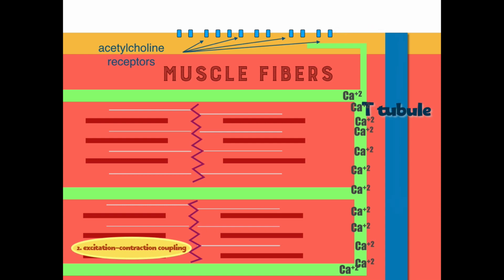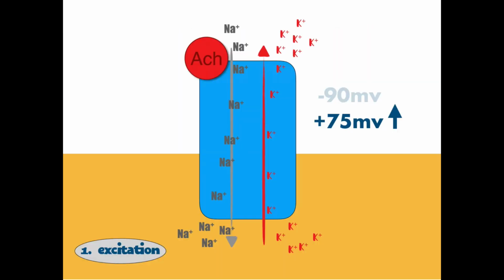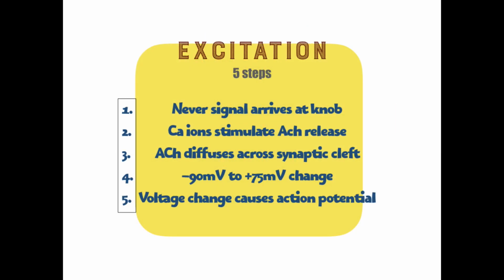So let me back up. This again was the last stage of our excitation, which means this is the initial start of every muscle contraction, which is a charge differential that occurs on the synaptic cleft via acetylcholine binding to the ligand channel receptor, causing the potassium sodium exchange, which causes the voltage change.